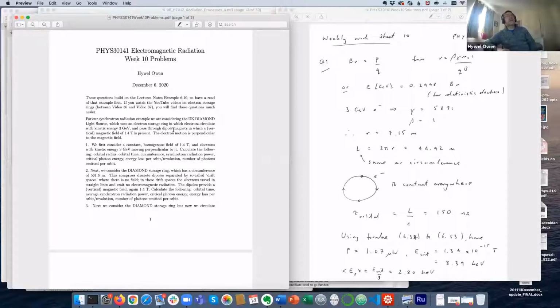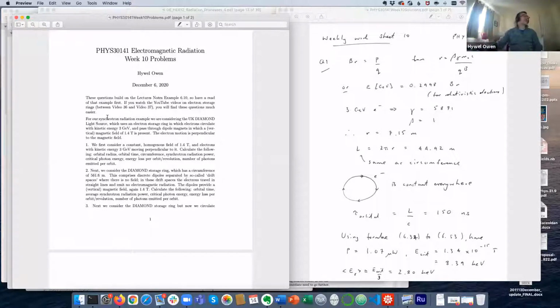In terms of the synchrotron radiation production, one of the key things to bear in mind is that the dipole field, which is bending these electrons into a closed path, is not there everywhere. It's not a homogeneous field in a real accelerator. So these questions are there to illustrate that.